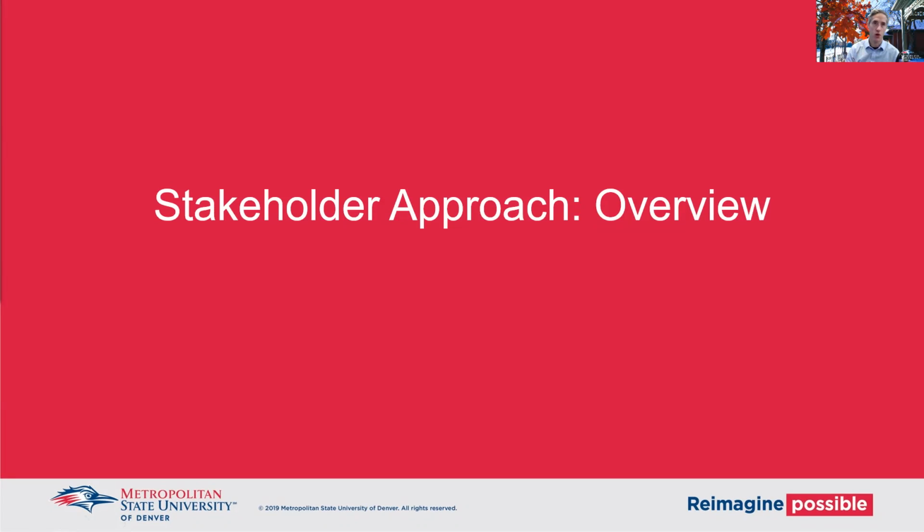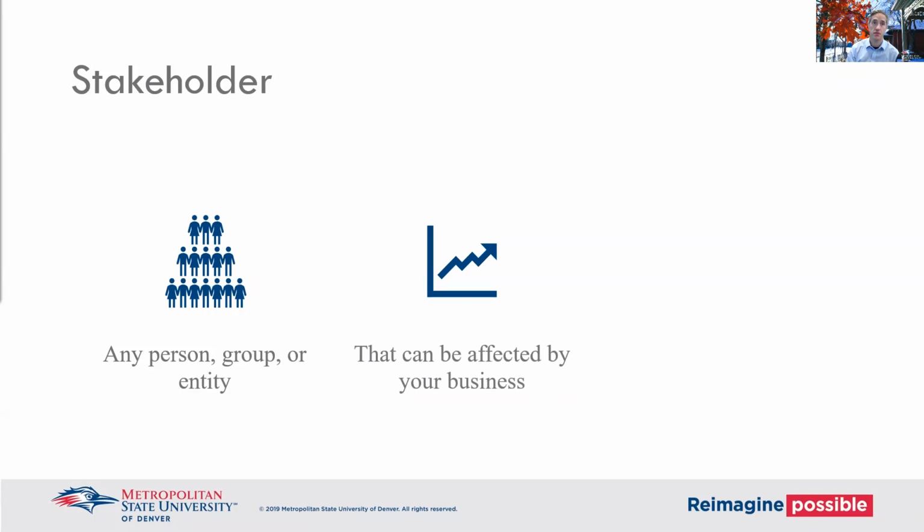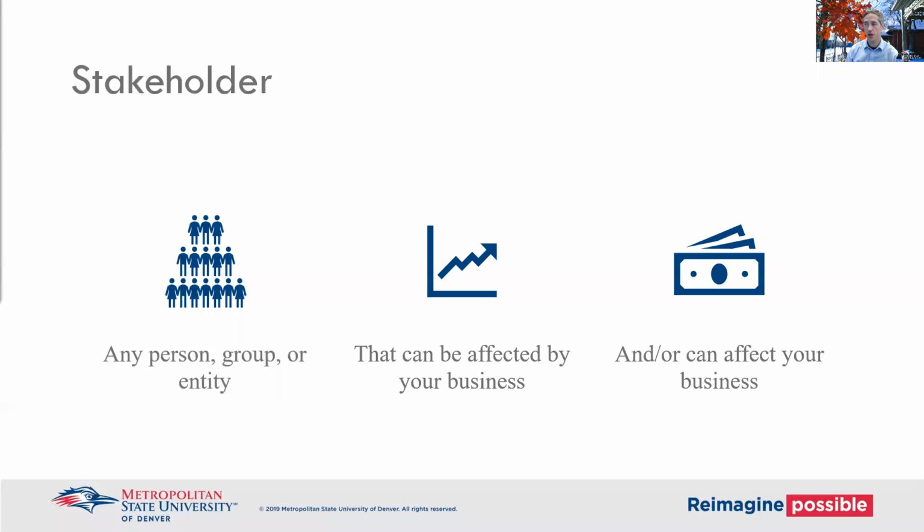So what do I mean when I talk about the stakeholder approach? Well, first of all, we have to make sure that we're on the same page about who stakeholders are. A stakeholder is anyone who has a stake in your company in either a literal or a metaphorical sense. So it's not just stockholders. Stockholders are the people who literally have a financial stake in the sense of like they own the company. In that literal sense, stakeholders are stockholders. But I mean a much bigger group of people than that. I mean any person, group, or entity that can be affected by your business and or that can affect your business.